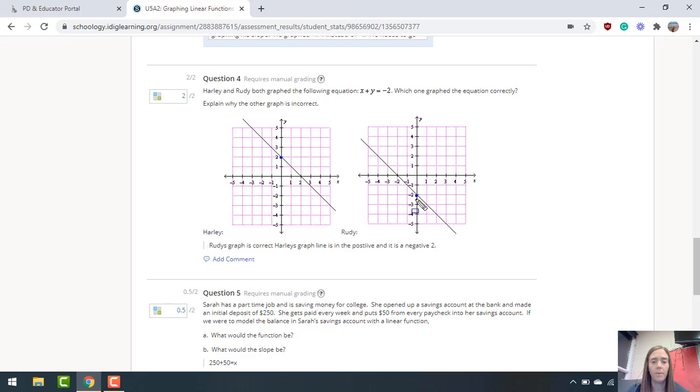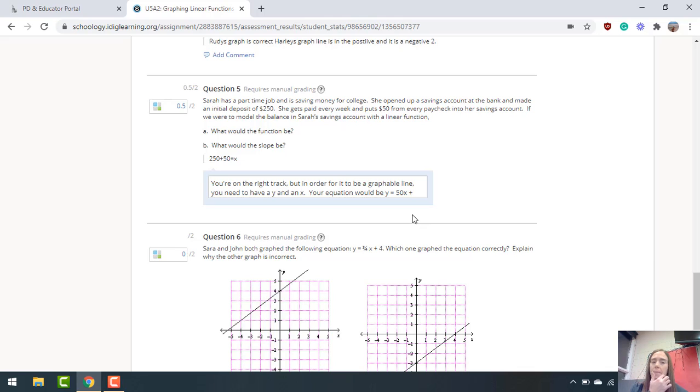So then you can check the slope and they would have to go down 1 and to the right 1. So the slope is correct. This slope was also correct, but they started at the wrong place. Okay, and so Rudy's graph has to be correct because of where the graph started.